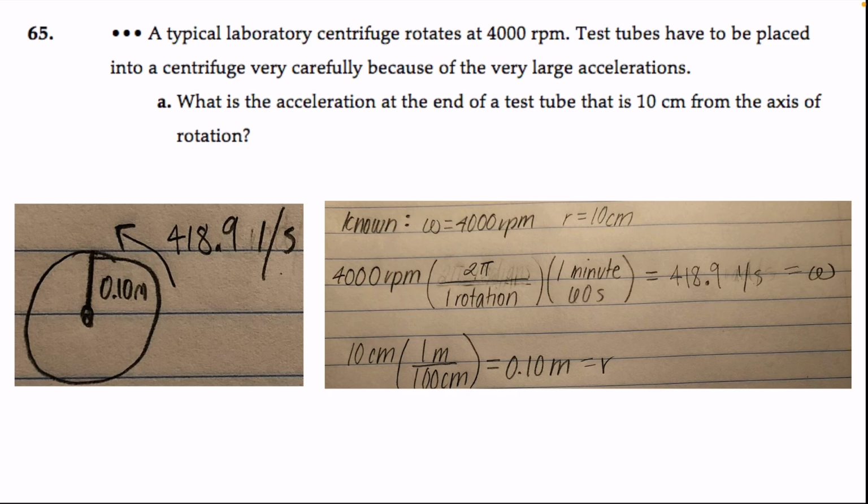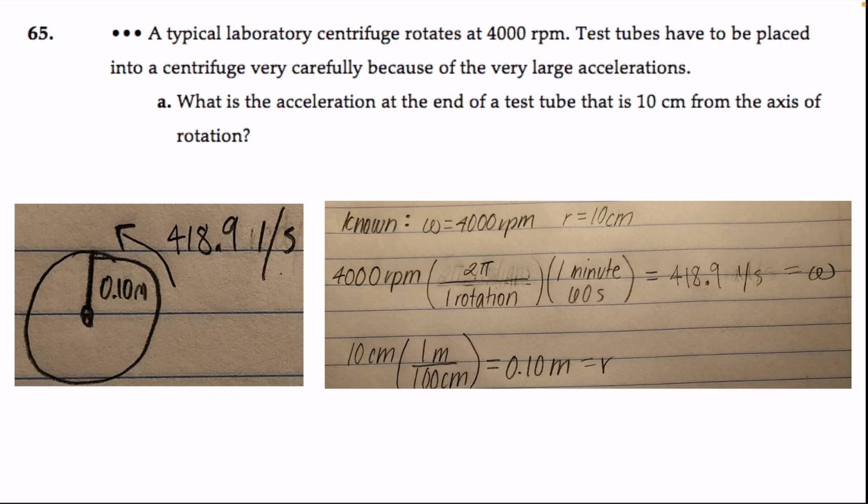For the rotations per minute, I converted it into inverse seconds by multiplying it by 2 pi, as one rotation is 2 pi radians, and then dividing by 60 seconds to go from minutes to seconds. It ends up being 418.9 inverse seconds for that angular velocity. And then I also converted the 10 centimeters to meters, getting 0.10 meters.